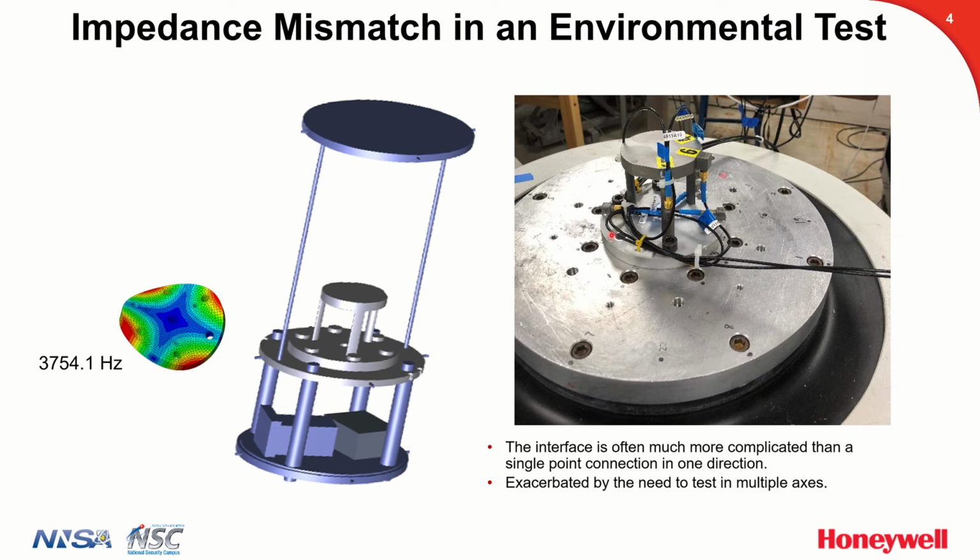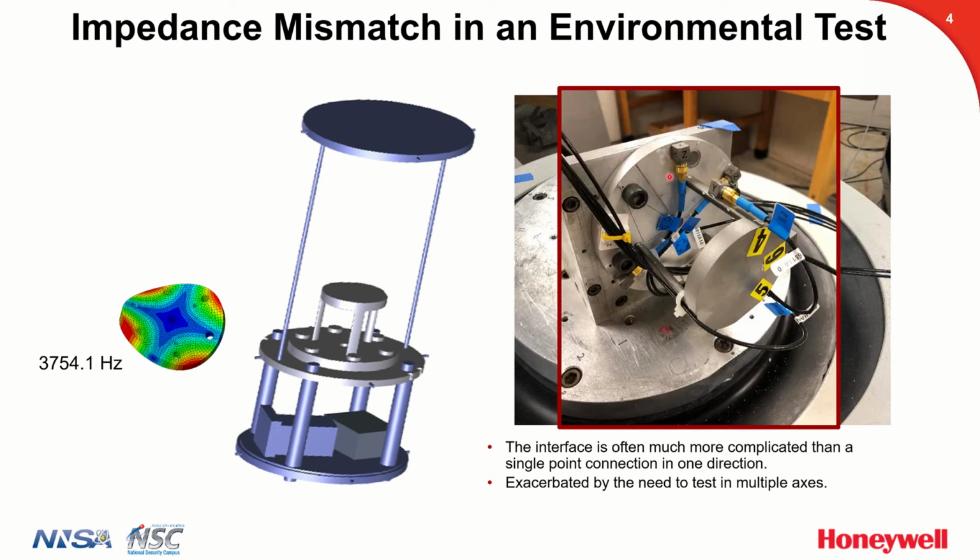This is even worse if we think about testing in other axes. For example, this is to test in the radial direction. We'd have to mount this on some kind of fixture or cube. And so the flexibility changes and the possibility that we might excite some dynamics differently on the shaker than we experienced in flight. This is what I mean by impedance, and this is what we're thinking about in this work.